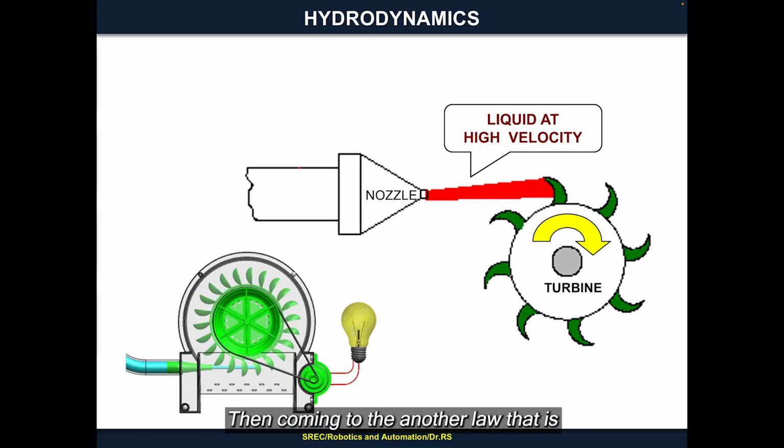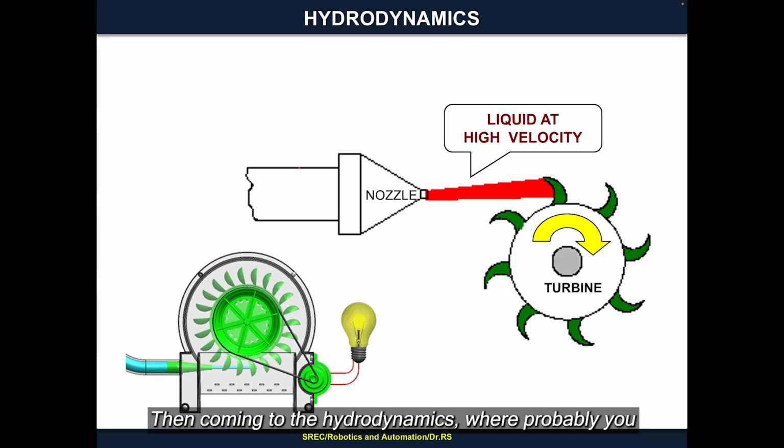Then coming to another law that is used in hydraulic applications, that is the law of conservation of energy, where the work done is the force multiplied by distance. The same we can employ in hydraulic applications also, which means energy can neither be created nor destroyed. What is gained by the force is sacrificed in the distance moved. The same is used in hydraulic cylinders as well as in pneumatic cylinders.